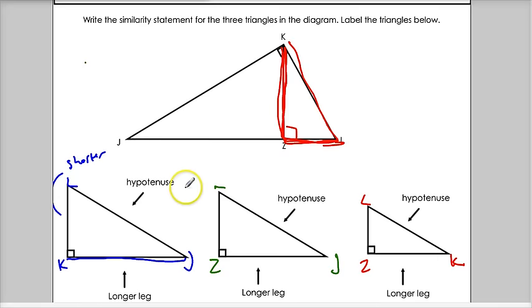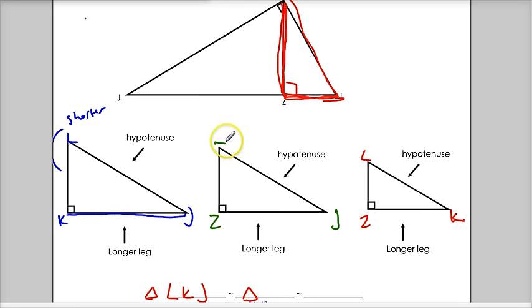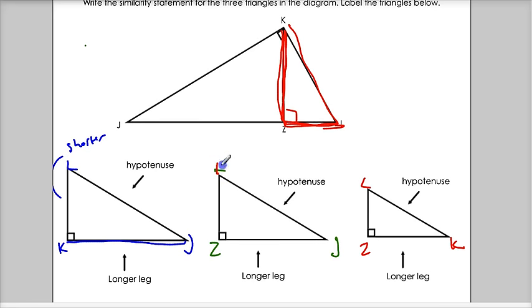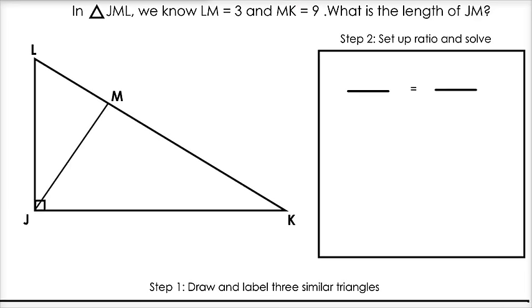I'm good to go. So I know my three triangles, and let's now write our similarity statement. LKJ is similar to triangle, what did I write over here? Oh, that should be a K. Is similar to triangle KZJ, which is similar to LZK. Now the order matters, and you have to label these correctly. The longer side always has to go for the longer, the way you draw it. All right. So now that I know my three triangles, now I can start solving some problems. Let me show you how.